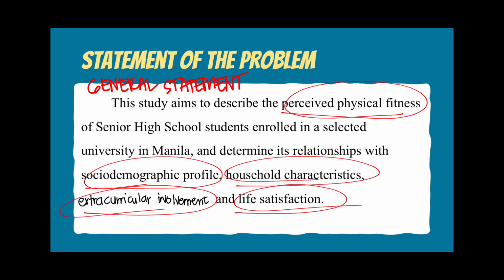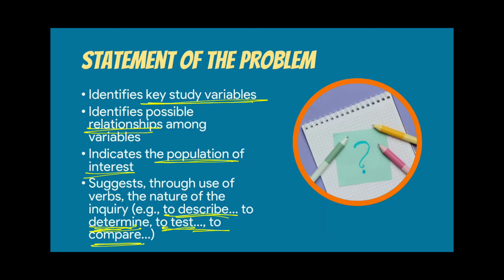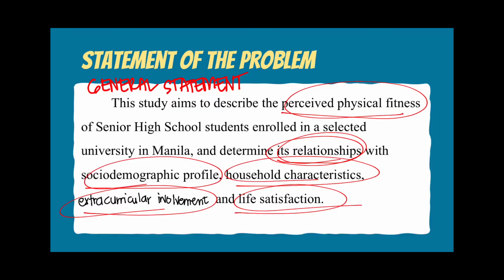So did we articulate that? Yes, determining its relationship. So it's there. Next, we say whether or not it indicates the population of interest. Did it indicate? Yes, it did. Senior high school students enrolled in a selected university in Manila. So yes, we did identify it there.